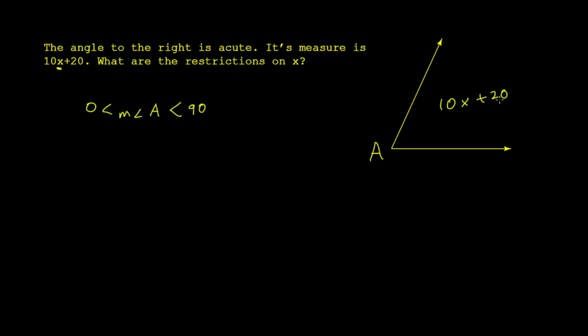Now let's find the restrictions on x. So 10x plus 20 greater than 0, less than 90. Now remember again, in algebra, if we have an equation, say 2x equals 14, we do the same thing to both sides, divide by 2, divide by 2.